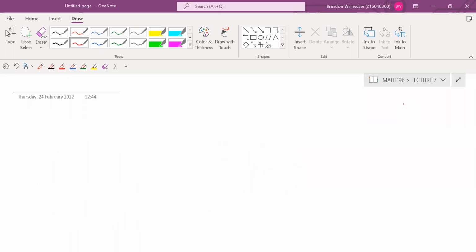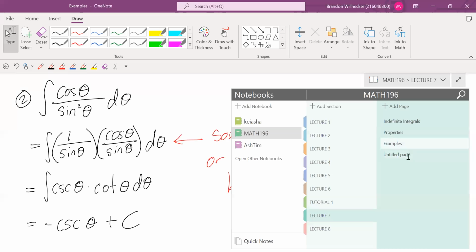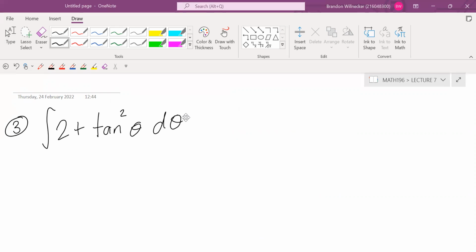So now we have, what example is this now? 3. Okay, a little bit more difficult. So we have the integral of 2 plus tan squared theta d theta. Okay, so now the integral of tan squared, that's not known already. That's not in our list of things that we know. So we need to do a bit more manipulation.